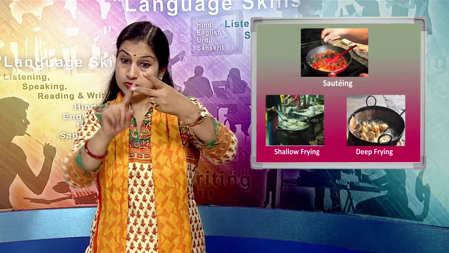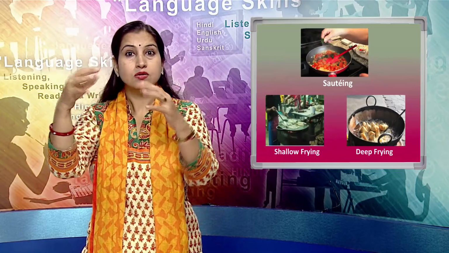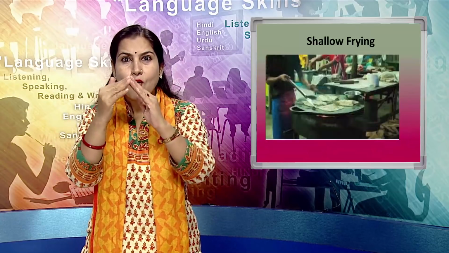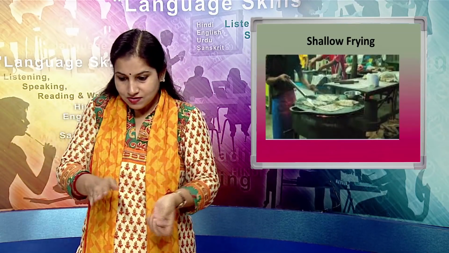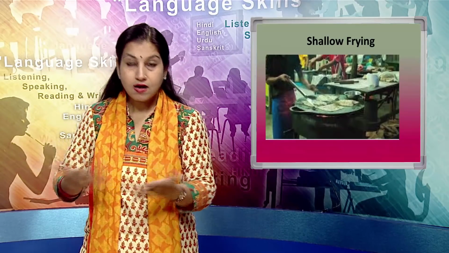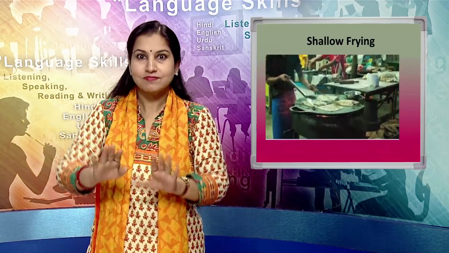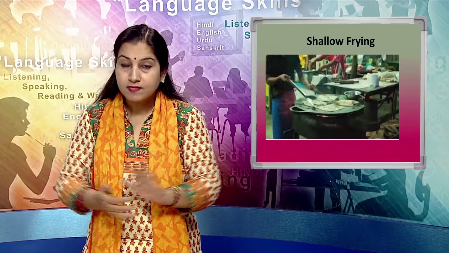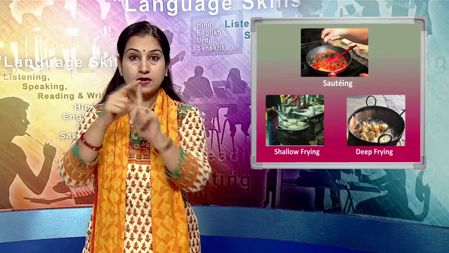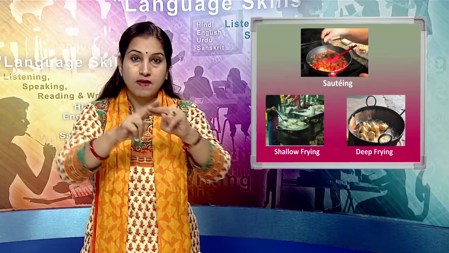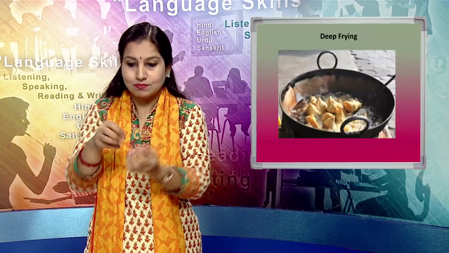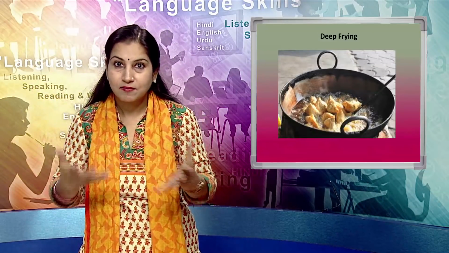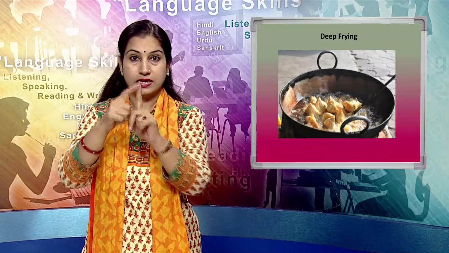The second is shallow frying. Good examples of shallow frying are like you make paratha, dosa at home. In this you put little more oil or ghee or butter. The third one is deep fat frying. Like you cook puris, samosa, pakode. These are all frying methods.